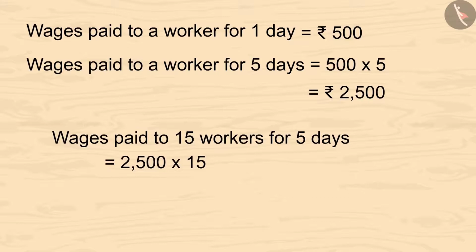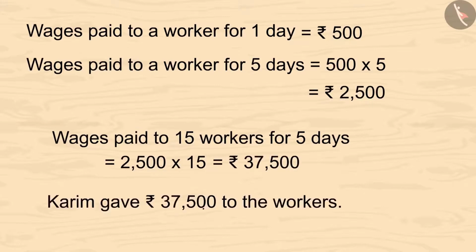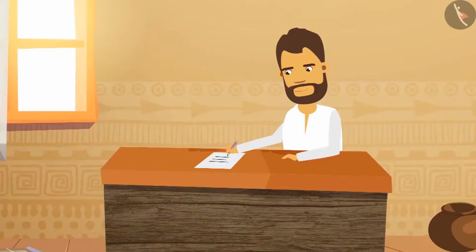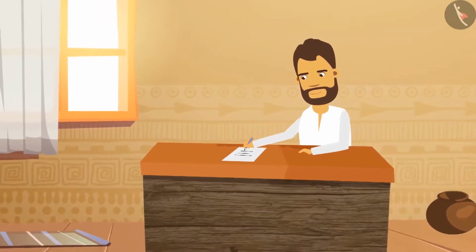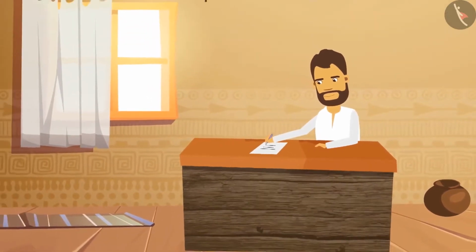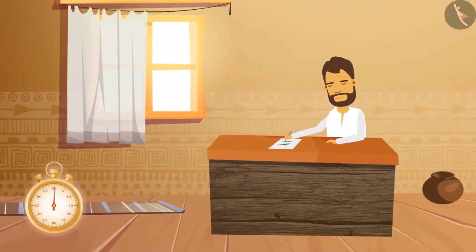There were a total of 15 workers, so we'll multiply 15 by 2,500. And the answer is 37,500 rupees. In total, Kareem gave 37,500 rupees to the workers. Come, let's find out the total profit earned by Kareem. Kids, you can pause the video and calculate it.